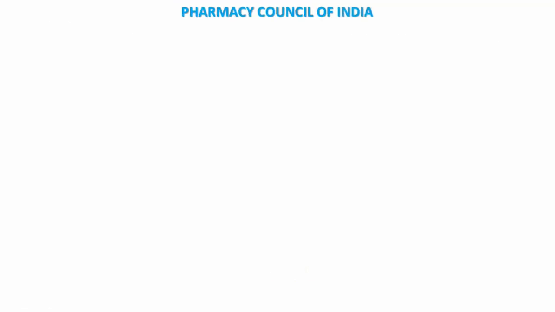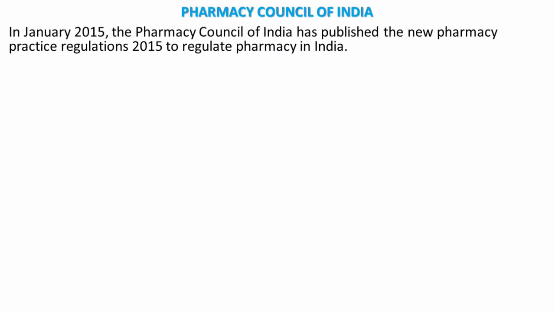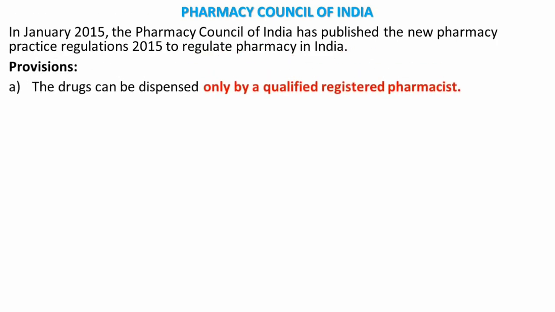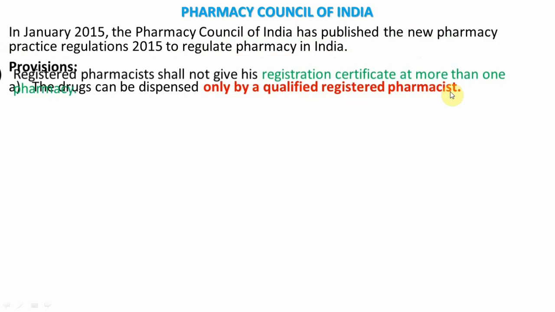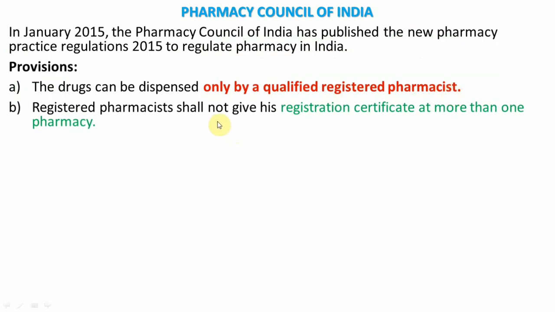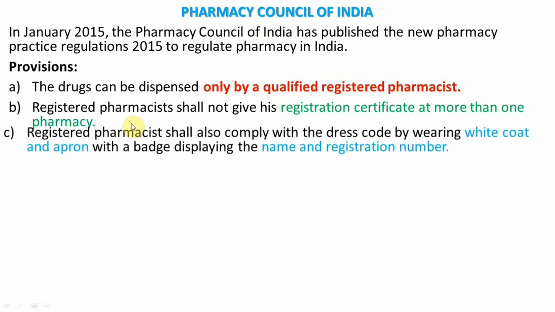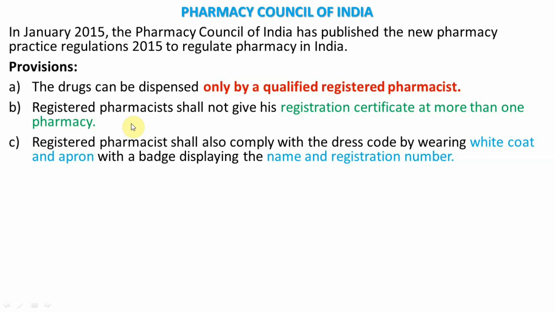Next, the Pharmacy Council of India. In January 2015, the Pharmacy Council of India published the new Pharmacy Practice Regulations to regulate pharmacy in India. There are some provisions. First, drugs can be dispensed only by a qualified registered pharmacist. Then, a registered pharmacist shall not give his registration certificate to more than one pharmacy. Then, a registered pharmacist shall also comply with the dress code by wearing a white coat and apron with a badge displaying the name and registration number.